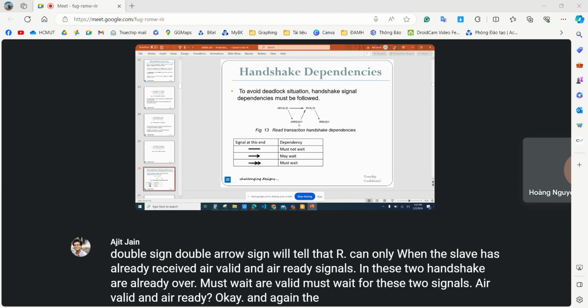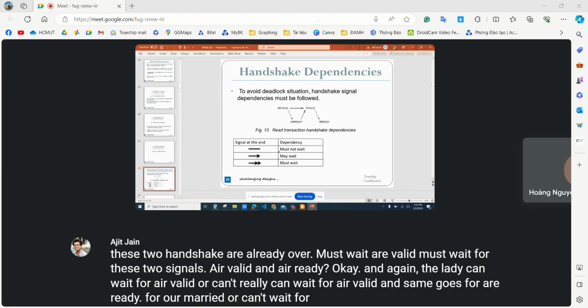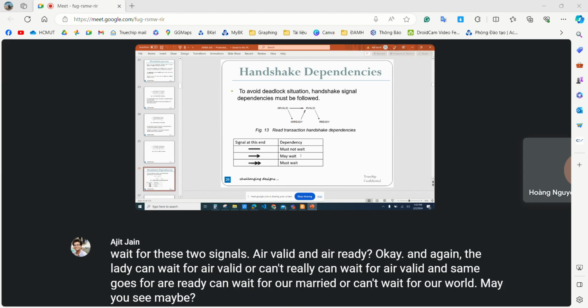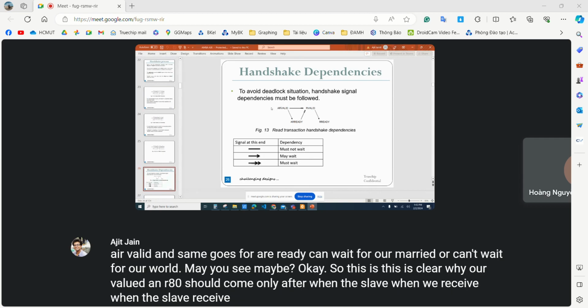And again, ready may or may not wait for AR valid, meaning it is not necessary to wait for AR valid. The same goes for R ready: it may wait for R valid or may not. So this is clear: R valid and R ready should come only after the slave has received AR valid and AR ready.